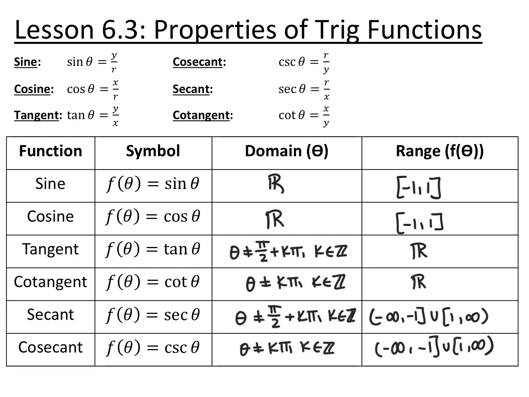Lesson 6.3 is the properties of trig functions. So we're going to be looking at trig functions as functions, looking at all their properties and the different things that we can talk about, including starting with the domains and ranges. So here we have our 6 trig functions that we're going to be looking at and the ratios of them.